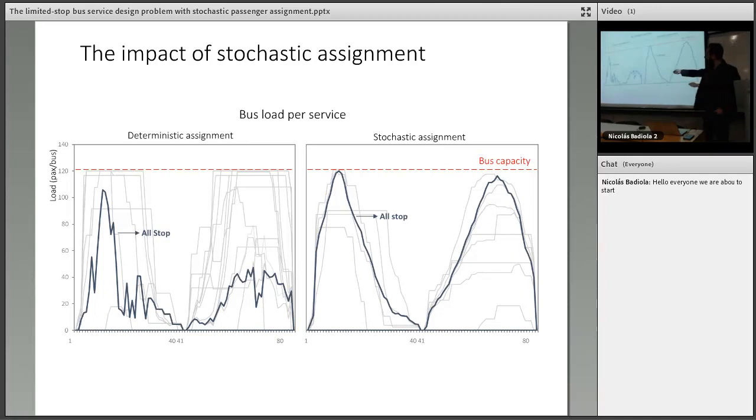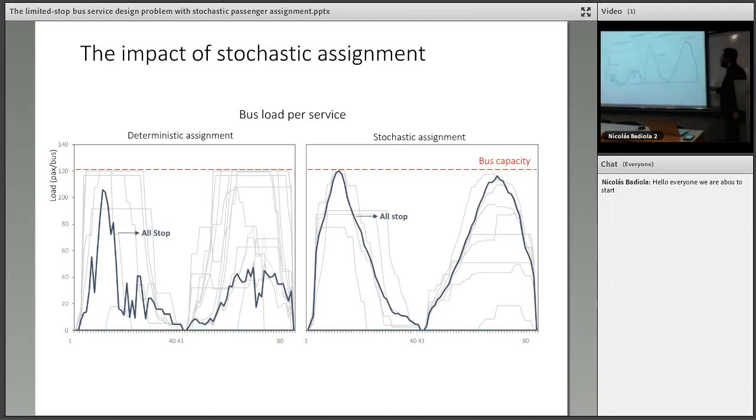Then on this left-hand side, you have a higher number of services. Here in these graphs, I'm making visible the all-stop service, but you can see the shadow of many other services on the corridor. So we have a really big number of services here, and many of those services are designed to work at capacity on a long part of their route.